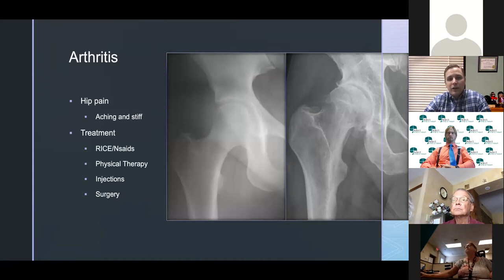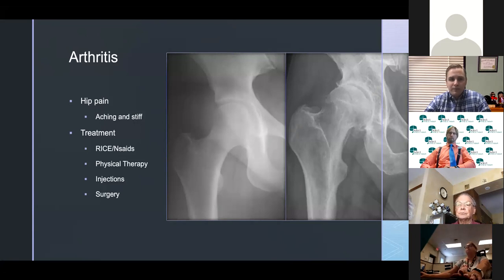When we look at arthritis, it's typically aching and stiff. A lot of patients will have that pain. Again, this is groin-related pain most of the time, but about 15% of the time for hip arthritis, it can be the lateral side of the hip or even posterior in the hip. We treat it conservatively with therapy, anti-inflammatories, and cortisone injections. PRP injections do not work for arthritis, so we do not use those for arthritis. And then it does occasionally move on to surgery.